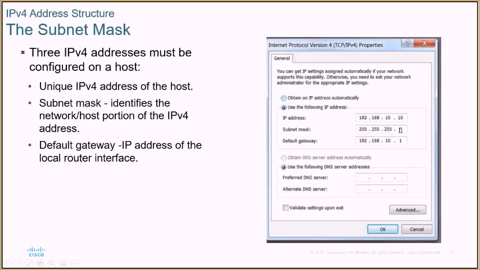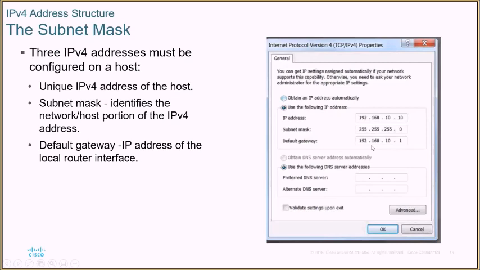So a subnet mask will always have the same pattern. It will have a string of ones followed by a string of zeros. That's the only pattern it has. One string of ones followed by one string of zeros. That's the only pattern it ever has. And so this tells us the network number is 192.168.10 and the host number is 10.